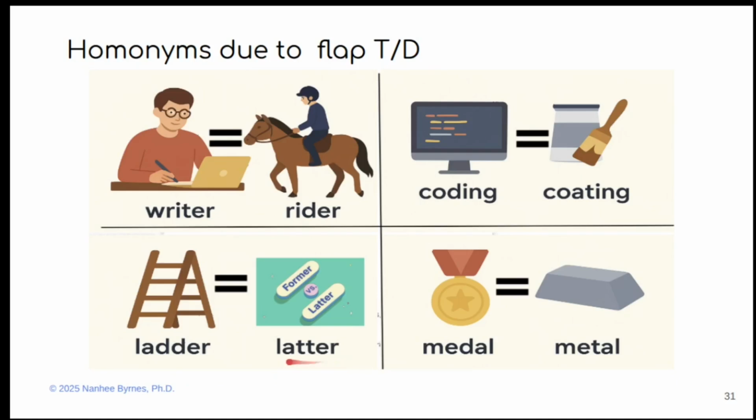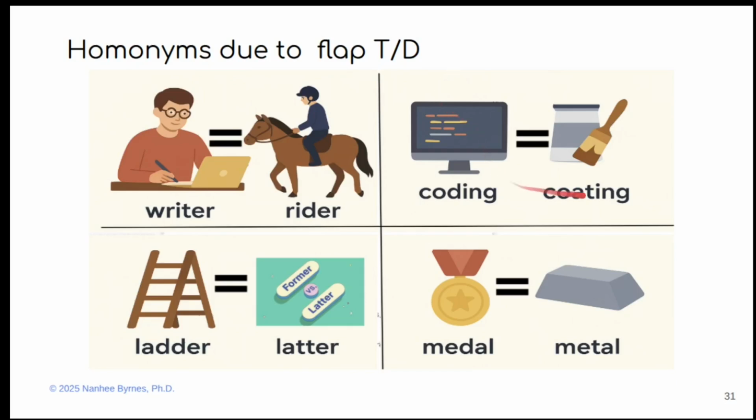Exactly. Metal and coding sound the same. So in American English, the flap T is really the flap T/D. It neutralizes the distinction between T and D in those unstressed positions.